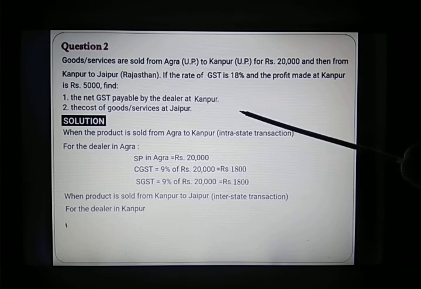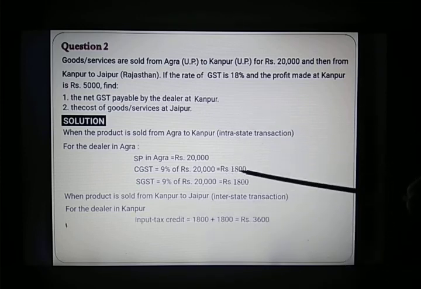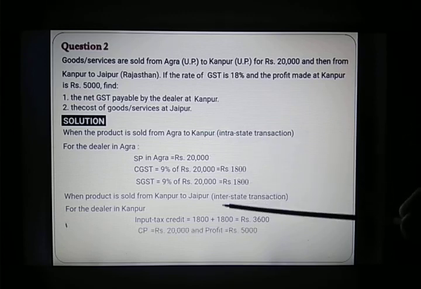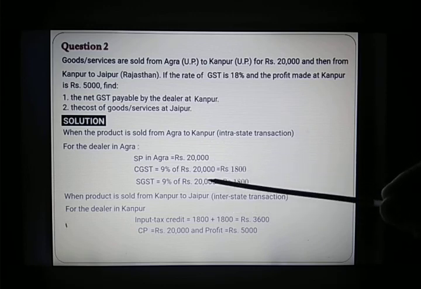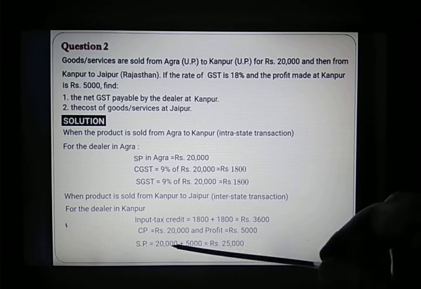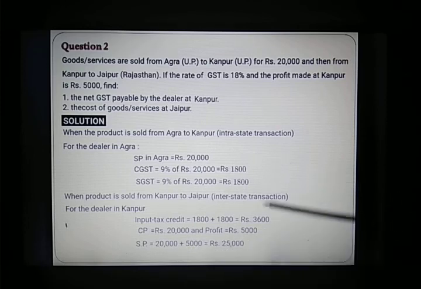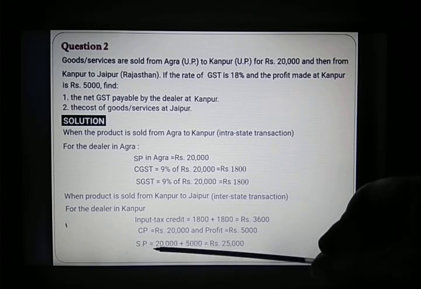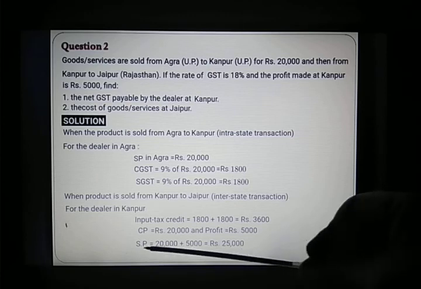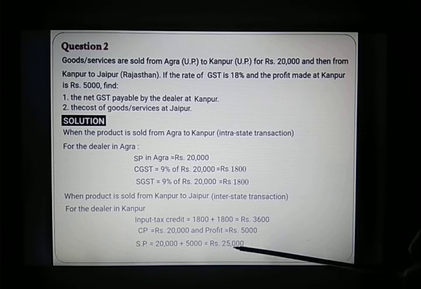For the dealer in Kanpur, we know that these are the taxes, right? These are the taxes paid by the dealer to the manufacturer in Agra. So his cost price, the amount by which he bought, is this much. And it is given that profit is 5,000. So my selling price is going to be 20,000 plus this much, which will be 25,000. The dealer in Kanpur is willing to sell after having a profit of 5,000, so he is willing to sell the same product for rupees 25,000.